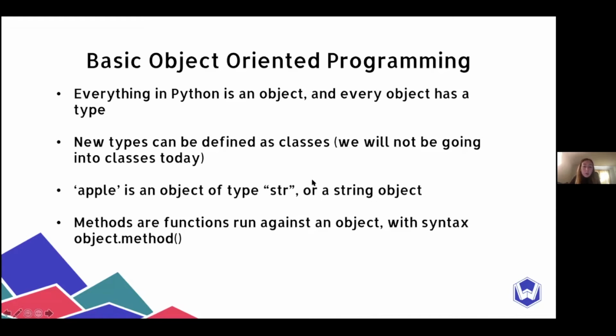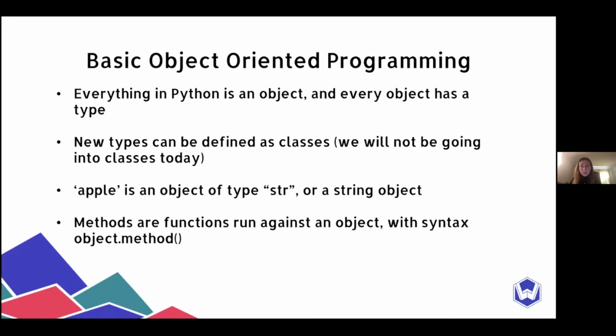So when we were playing around with apple before, apple is of type string, or we might call that a string object. And the main reason I'm mentioning that is because I want to introduce some methods that we can apply to string objects, and the fact that those have a different syntax than when you're applying a function to those objects. So the syntax for applying a method to an object is object dot method. And the method will always have open and closed parentheses. Sometimes you put an input in there. Sometimes they don't require an input, so you leave them empty.